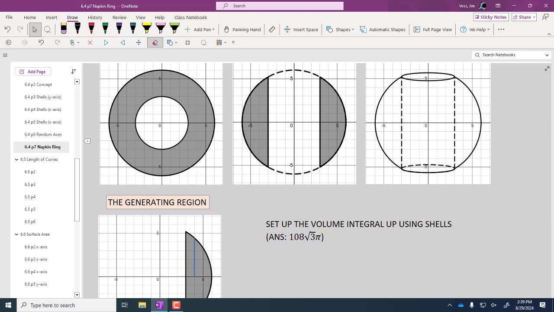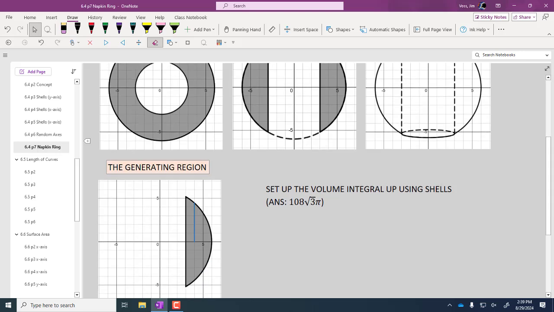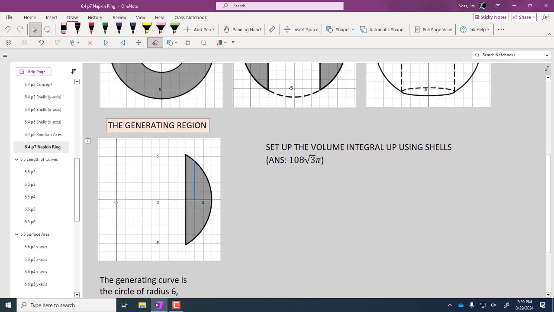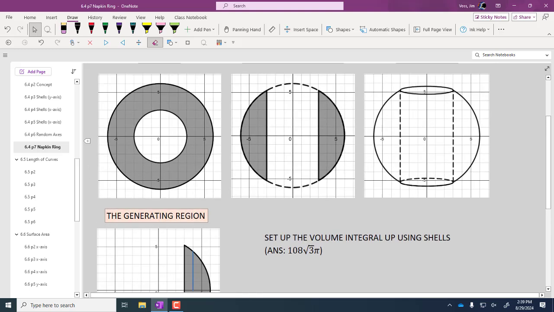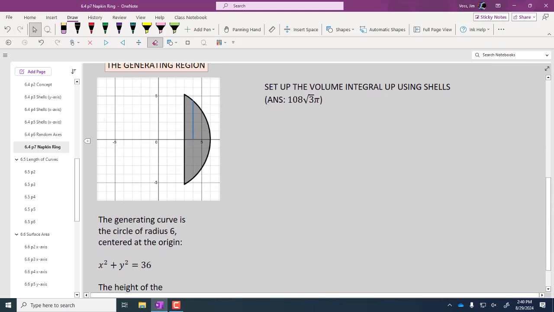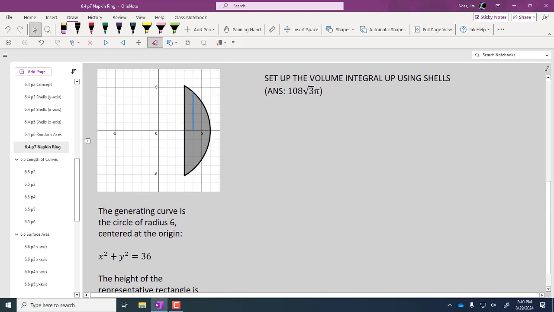This is a vertical cross section to get a sense of it. To create the napkin ring, we're going to take this crescent shape and rotate it around the y-axis, and that creates the whole napkin ring from that region. This was of radius 6, so the equation for the outer circle is x squared plus y squared equals 36. That's the equation of a circle centered at the origin: x squared plus y squared equals the radius squared.